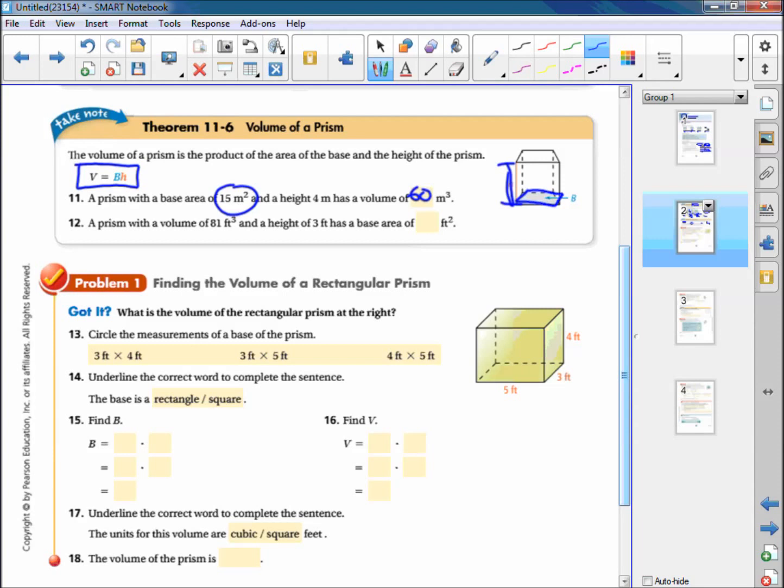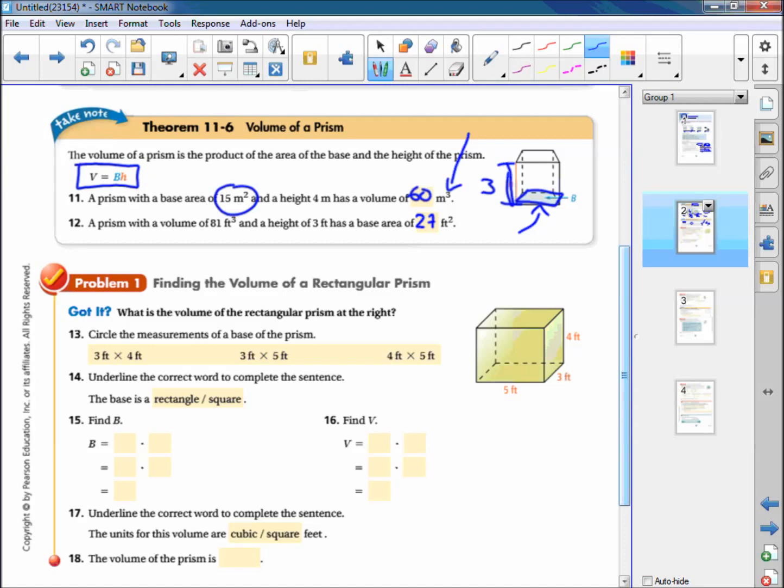Volume is how many cubes to fill the inside. So that's why we get meters cubed here instead of meters squared. All right, so a prism with a volume of 81 feet cubed and a height of 3 feet should have the area of what? They're saying, hey, this is 3, but if I times it by that, I should get 81. So this needs to be 27 feet squared, because 3 times 27 will give us 81 feet cubed.